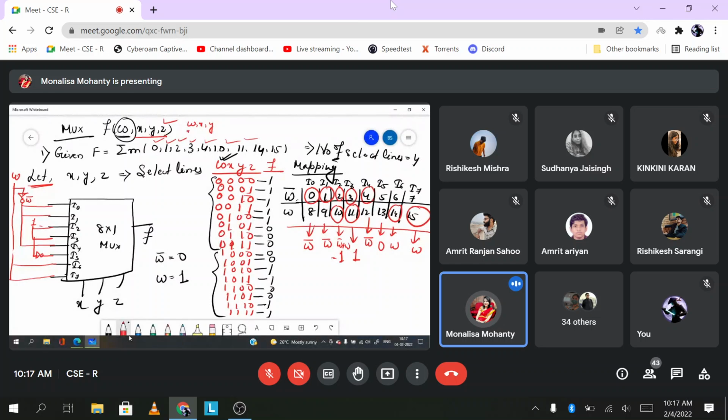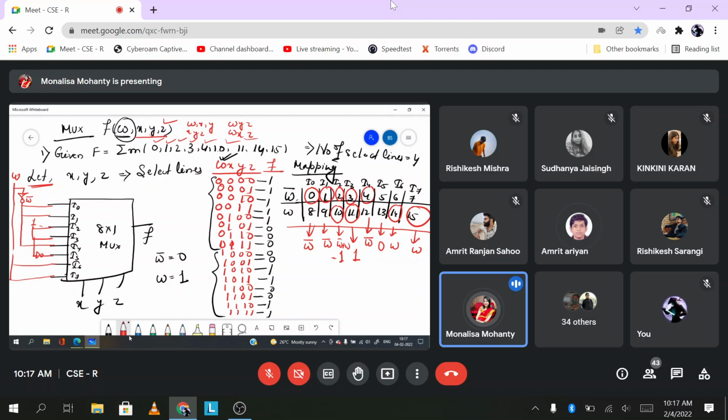Take any combination. You can take WXY as your select line. You can take XYZ as your select line. You can take WYZ as your select line. You can take WXZ as your select line. Whichever variable is left, you need to map that variable to your input values.